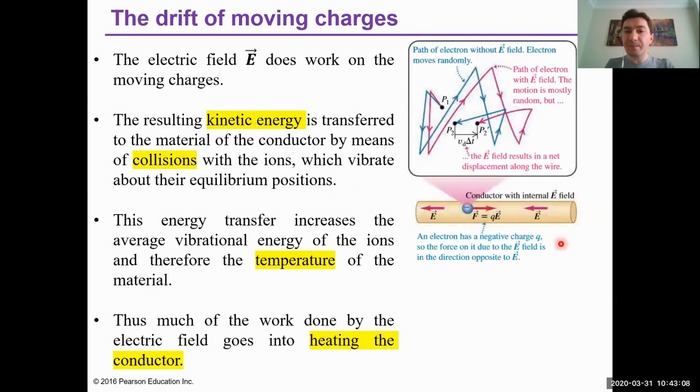So if you apply an electric field, due to the movement of the electrons, since the kinetic energy is transferred to the material of the conductor, the temperature of the material increases. This is very important: kinetic energy is transferred to the material as temperature. Of course, some part of the energy is also used to move the electron in a certain direction, but much of the work done by the electric field goes into heating the conductor. This is the mechanism of drift of moving charges.